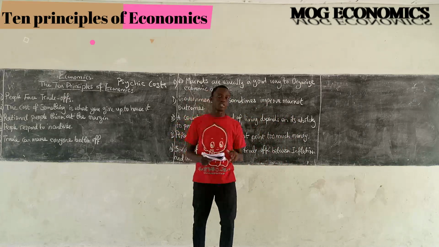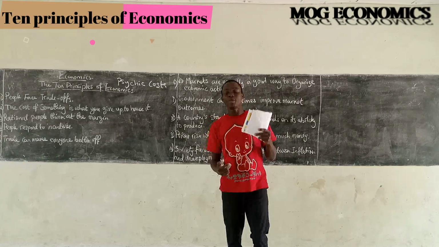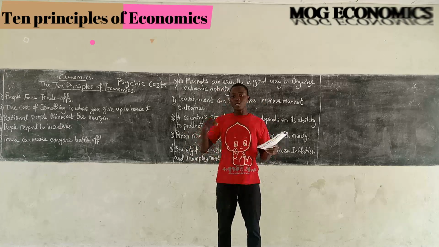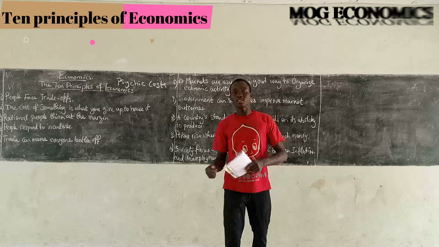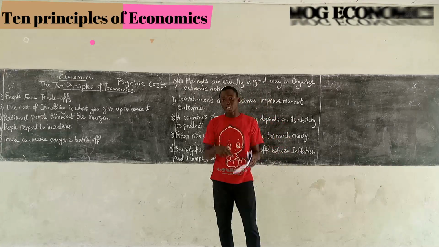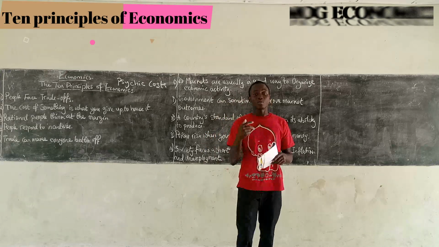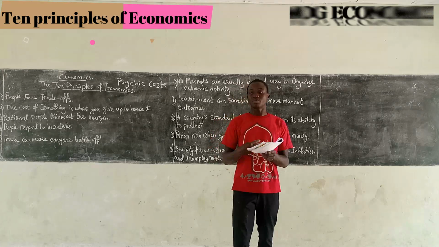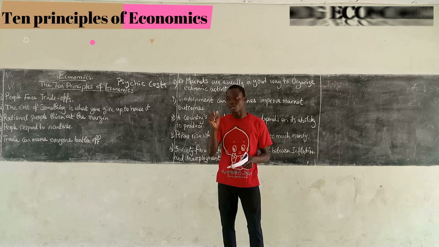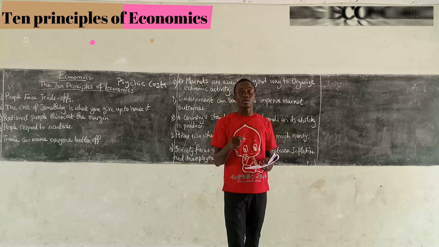Now, number three, rational people think at the margin. So when we are talking about people thinking at the margin, we are saying that people make decisions after weighing the incremental benefit they are going to get from taking that decision against the incremental cost that they are going to bear from taking that decision. So in economics jargon, we call that marginal benefit against marginal cost. The incremental benefit you get from taking that action is the marginal benefit, marginal being incremental. And the incremental cost from taking the action is the marginal cost.